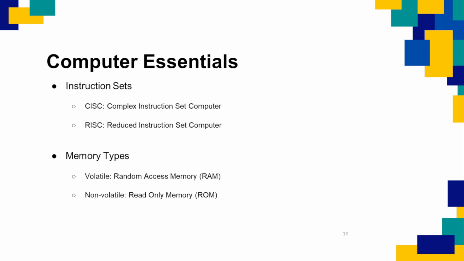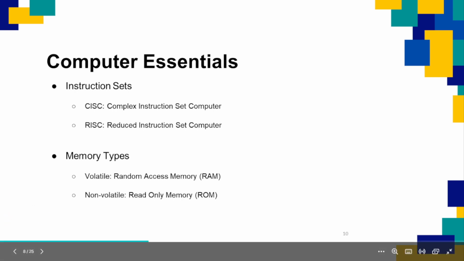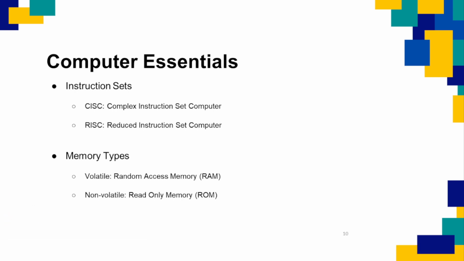Next one is volatile memory. What is volatile memory? It refers to a type of computer memory that requires a constant power supply to retain its data. When power is removed or lost, the contents of the volatile memory are erased. Random access memory is a common type of volatile memory. It is used for storing temporary data during program execution, as well as variables and stacks.